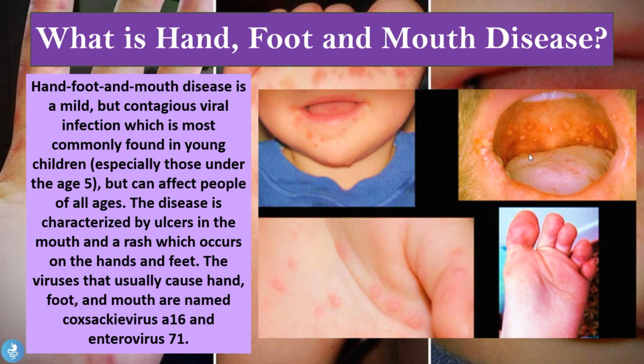In addition to this mouth aspect, we also have these red raised papules, which occur on the palms of the hand as well as the underneath of the feet. And this is why the disease is given this name, hand, foot, and mouth disease, because the main manifestations of the symptoms actually affect the mouth, the hands, and the feet. So now that we know what the basics of hand, foot, and mouth disease is, let's take a closer look at how one can contract this disease.